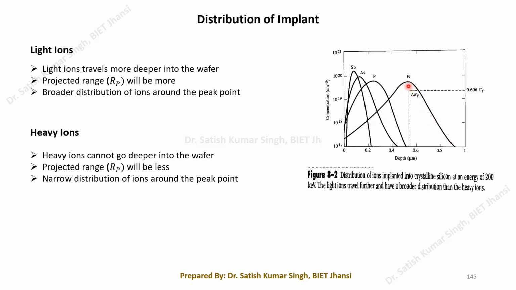You can see that certain ion beams of boron have reached up to this point, and its peak value is coming here. Similarly for phosphorus, the peak is located at this point. For arsenic, the peak is here, and for antimony, the peak is here. One more observation we can make from this curve is that in the case of boron, there is a broader distribution of dopant atoms.